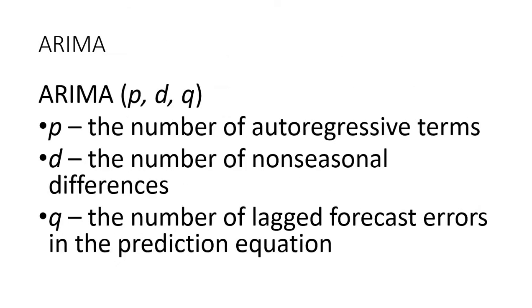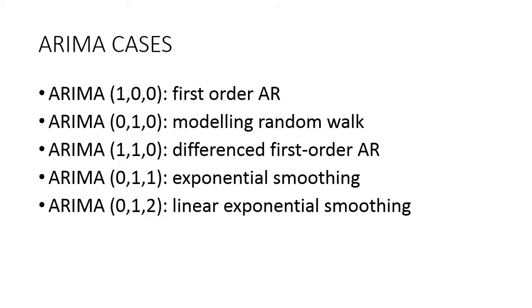In the very general form, ARIMA can be described using three indicators, P, D, and Q, where P stands for the number of autoregressive terms, like the number of lagged values to include in the model. D stands for the number of non-seasonal differences, or the order of integration, and Q stands for the number of lagged error terms to be included in the regression model. So we can analyze several cases for ARIMA depending on the values of P, D, and Q.